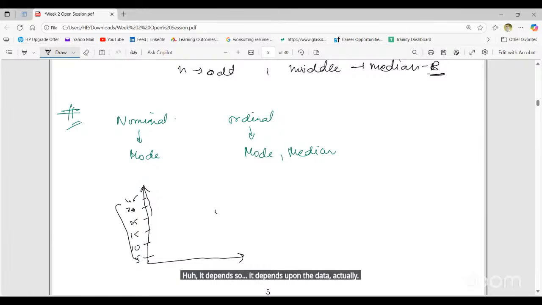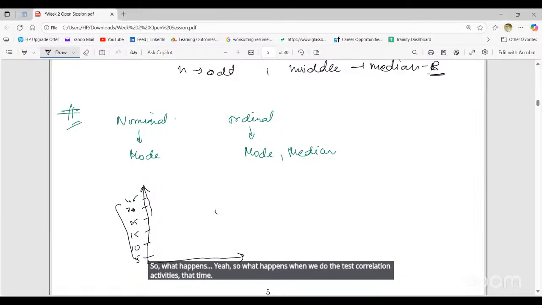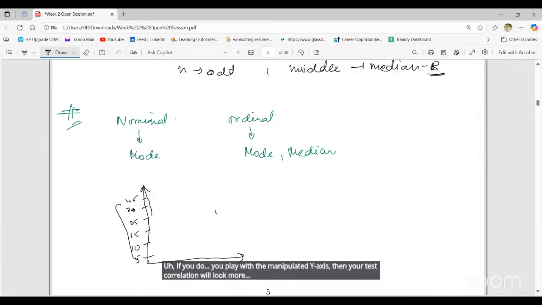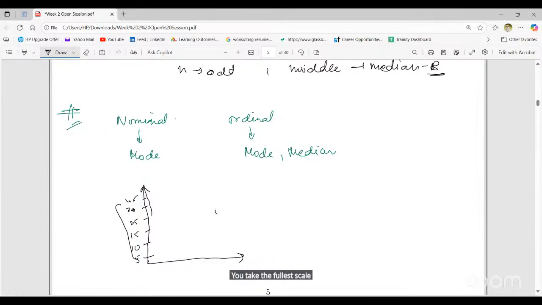The main thing that happens when we do the test correlation activities is that if you play with the manipulated y-axis, then your test correlation will look more reasonable. But if you take the full scale, then probably it may not.